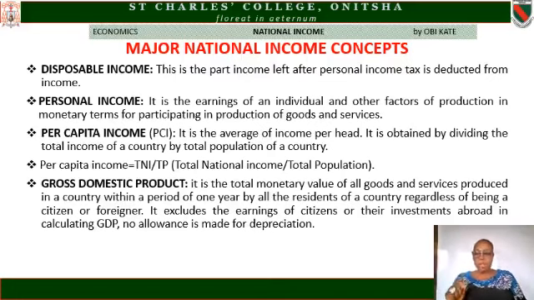Then per capita income, in bracket we call it PCI. It is the average of income per head. It is obtained by dividing total income of a country by total population of a country. Simply, it means what each citizen of a country is entitled to receive from the income of the nation.